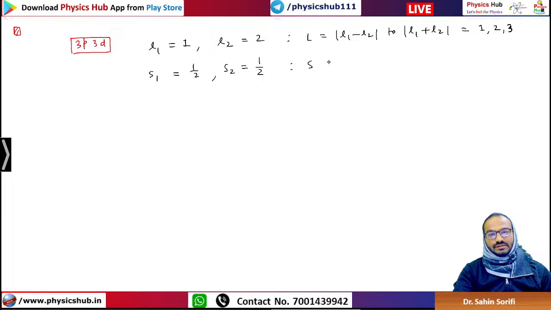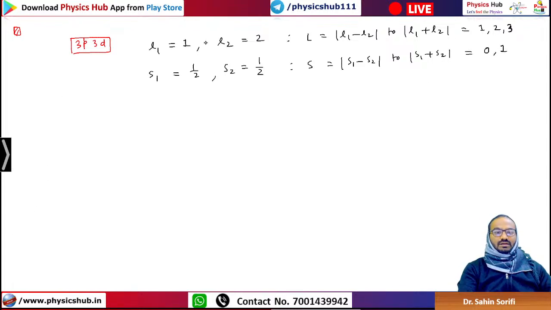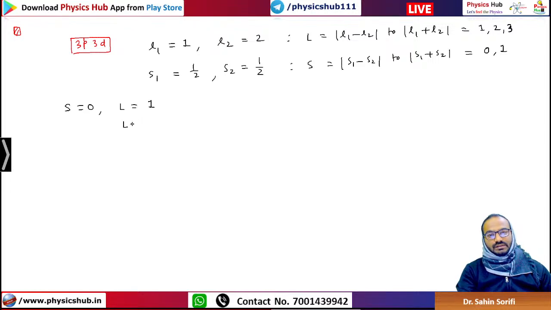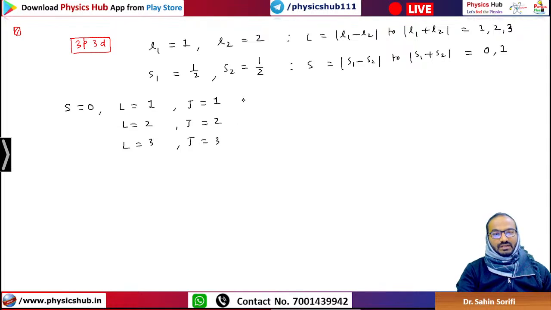And the values of S will be similarly S1 minus S2 to S1 plus S2. So this is 0 and 1. Now these are non-equivalent electrons, so there is no restriction that even will combine with even, odd with odd. Even can combine with odd also. So if you consider S equals 0, it can combine with L equals 1, L equals 2, L equals 3, and this can give you J equals 1, J equals 2, J equals 3, and you get the terms.